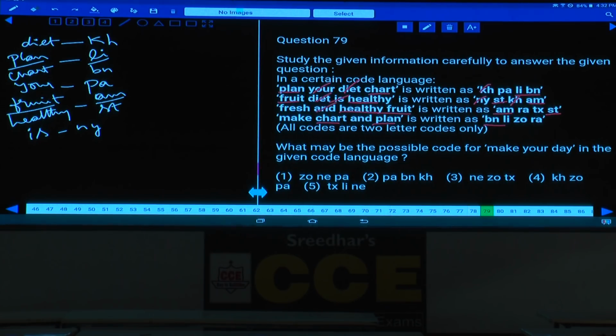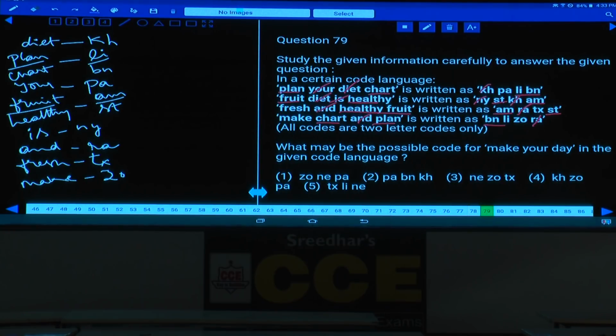End is the word which is common between these two. RA is common. Hence the code to the word end is RA. If end is RA, then what is left over here? Fresh. And the code to the word fresh is TX. Fresh is TX and make. And the code to the word make is ZO. And these are the words and their corresponding codes.